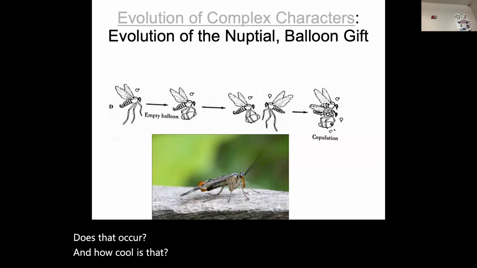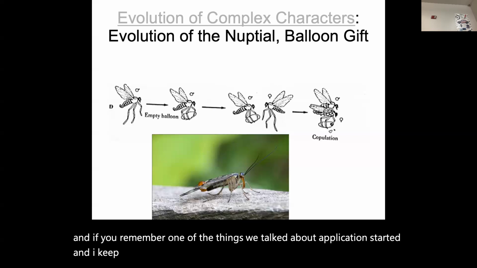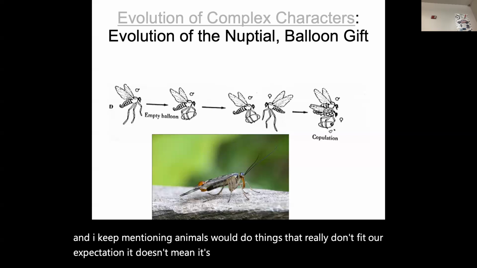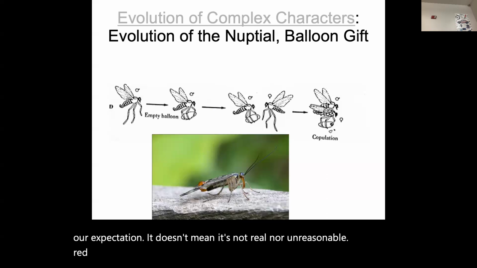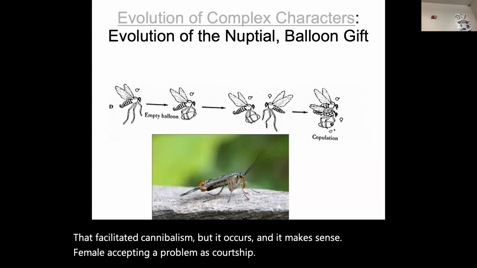And if you remember, one of the things we talked about at the beginning of the semester, and as I keep mentioning, animals will do things that really don't fit our expectation. It doesn't mean it's not real nor unreasonable. Redback spiders are weird as haggis. They're crazy, that facilitated cannibalism. But it occurs, and it makes sense. Females accepting a balloon as courtship to sire offspring?